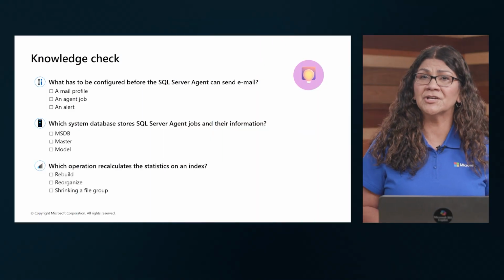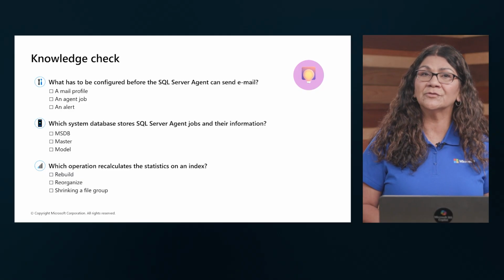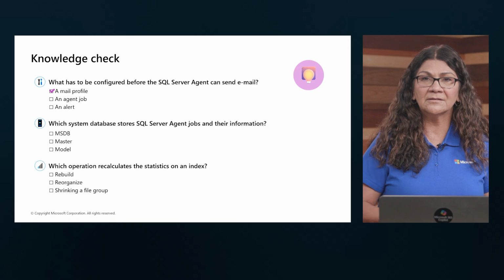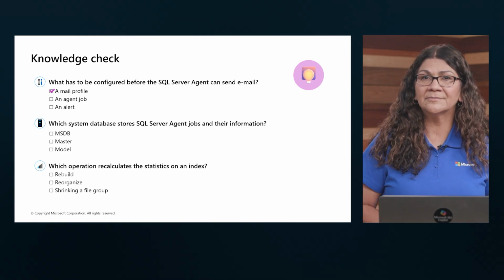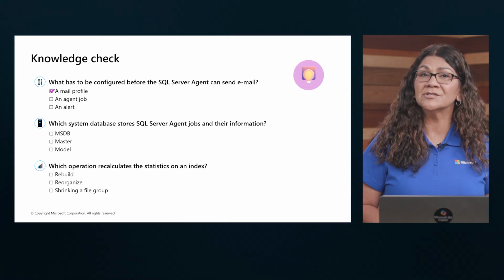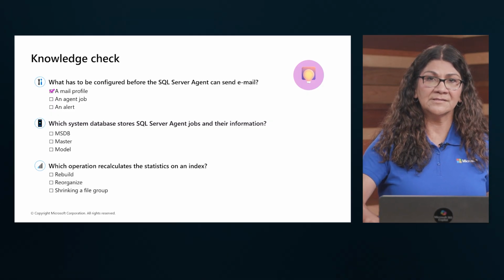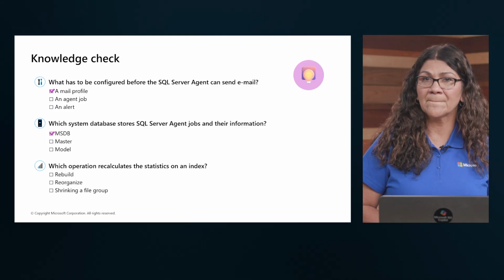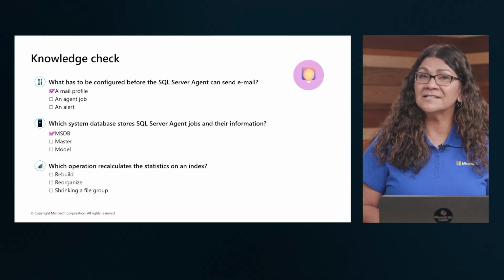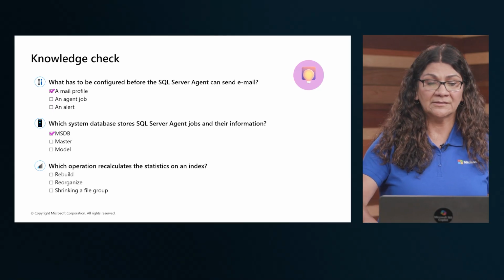Now it's time for our knowledge check. Question 1. What has to be configured before the SQL Server Agent can send email? Answer: a mail profile. Question 2. Which system database stores SQL Server Agent jobs and their information? Answer: MSDB. Question 3. Which operation recalculates the statistics on an index? Answer: rebuild.